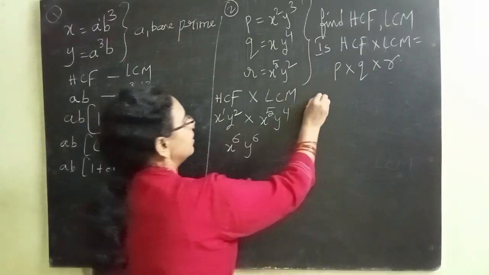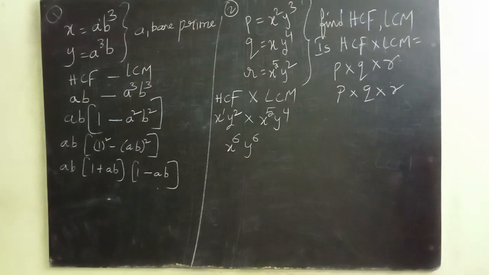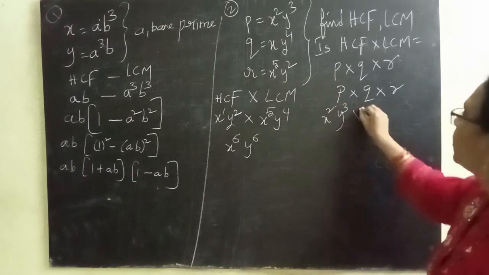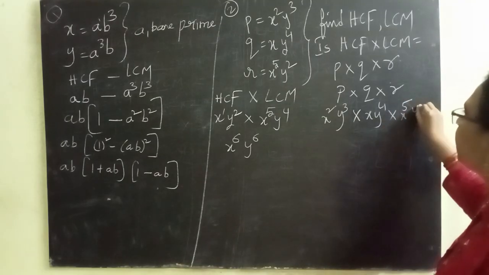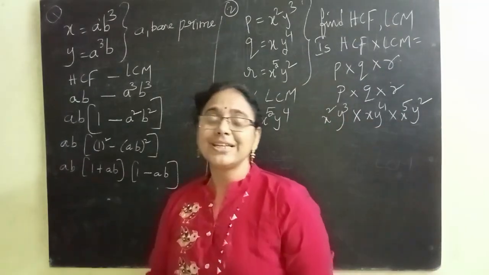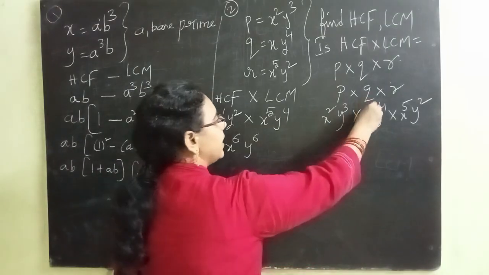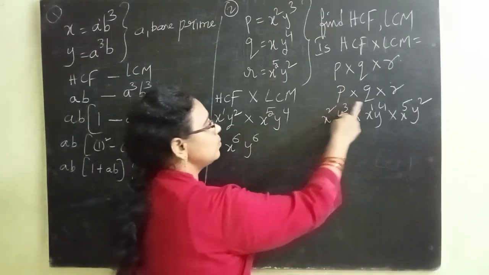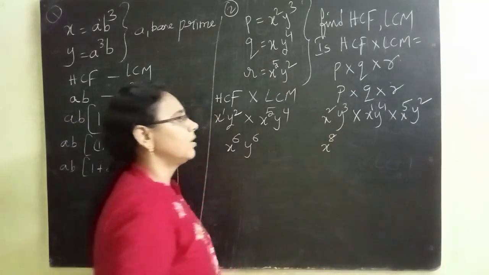You have to check P into Q into R. What is P? P means x square y cube. Q means x y to the power of 4. R means x to the power of 5 y square. Just now I said if the bases are the same in multiplication, add the exponents. Like that you have to check here. x square, x to the power of 1, x to the power of 5. Bases are the same in multiplication, add exponents: 2 plus 1 plus 5, 3 plus 5 is 8. So you got x to the power of 8.